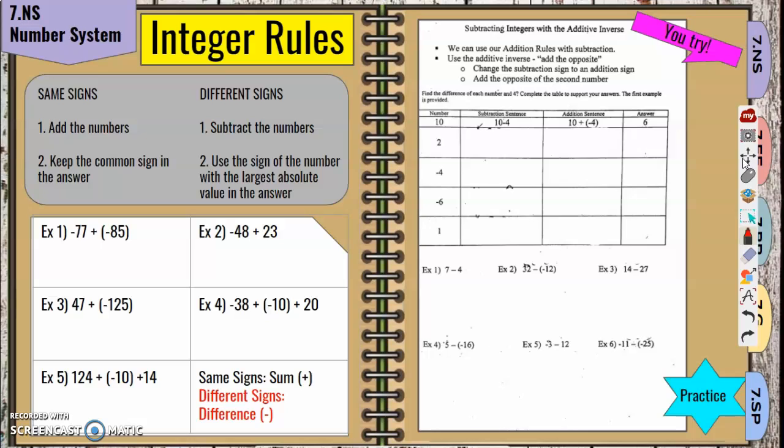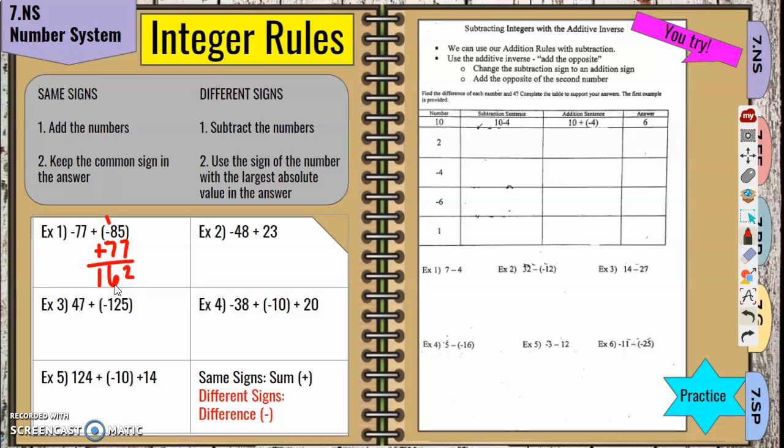So for number 1, my signs are the same, so I'm going to add them. Add like normal. Forget all about your signs for a minute and add like normal. So I have 85 plus 77. 5 plus 7 is 12. 8 plus 8 is 16.